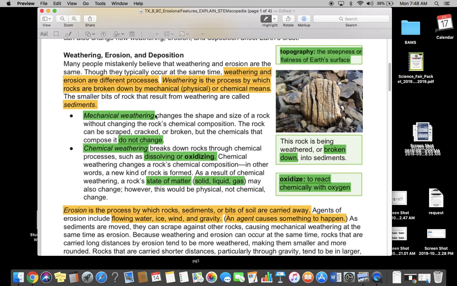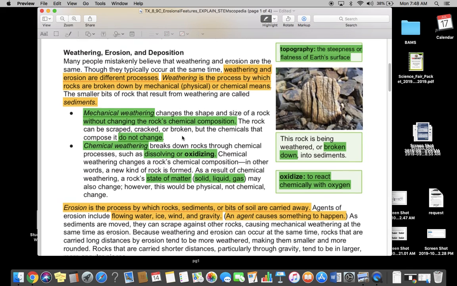Mechanical weathering changes the shape and size of a rock without changing the rock's chemical composition. We're going to highlight that in green. The rock can be scraped, cracked, or broken, but the chemicals that compose it do not change.